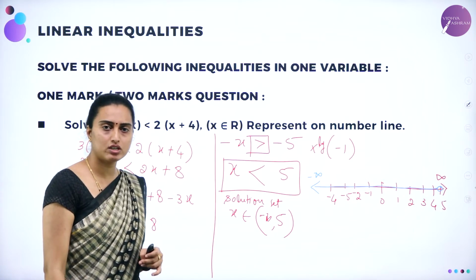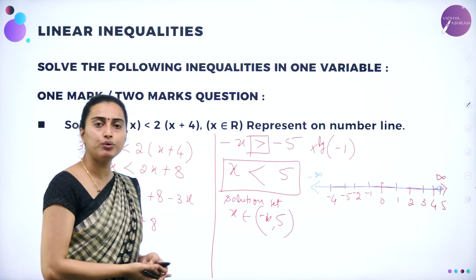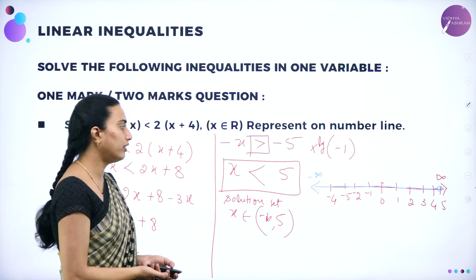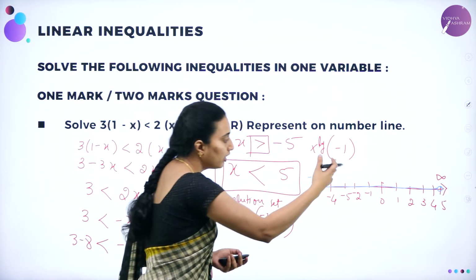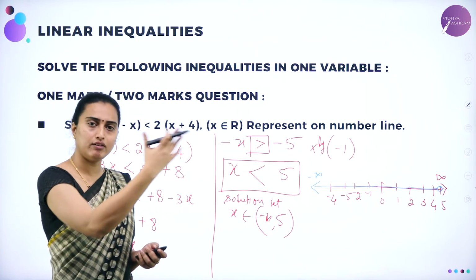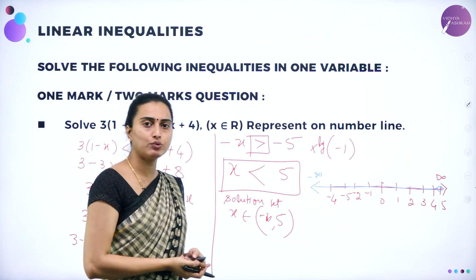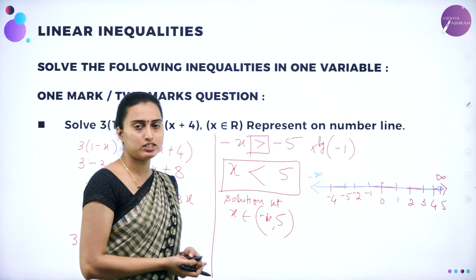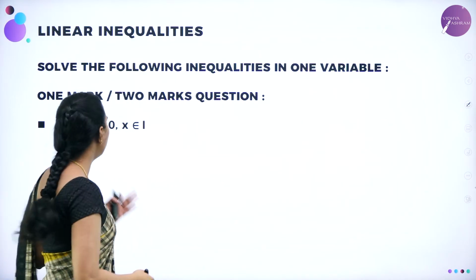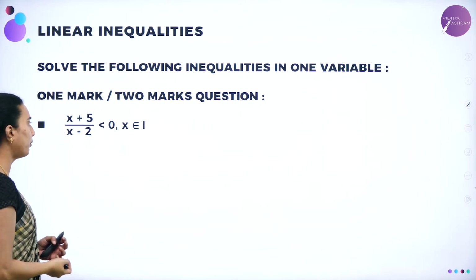Any doubt in this? I hope you got this one, how to write the representation on the number line. If you want, you can write next 6, 7 like that. Then from 5 you can bring a solid line. Okay, I hope you got how to solve. We'll move on to the next problem. Dear students, what was the next problem? A 2 marker problem here.